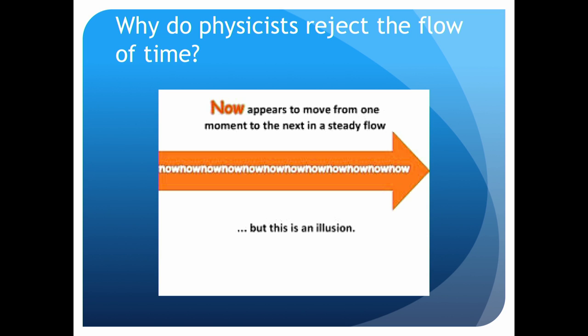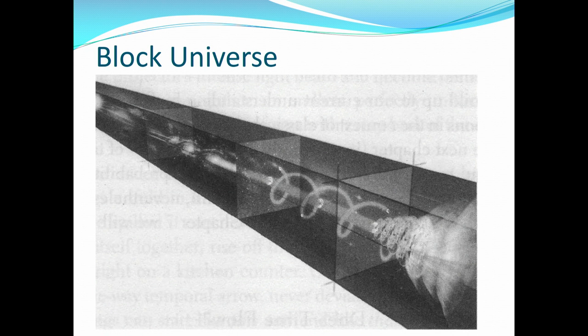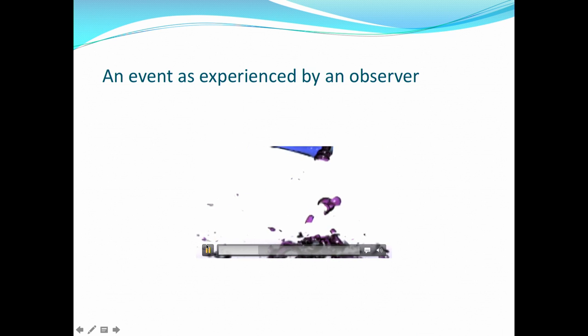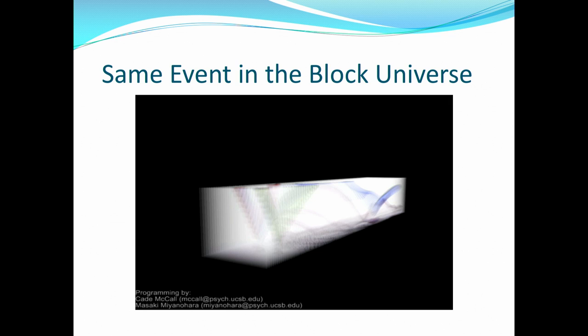Although phenomenologically now appears to move from now to now to now, according to physics, this is an illusion. And the reason they claim it is an illusion is because of the block universe. They think about the past, the present, and the future as all existing in a peculiar way, simultaneously in time. And so here we have an experience as we normally would experience it. But this is the way that would be seen in a block universe: every frame existing simultaneously and there being no actual motion.